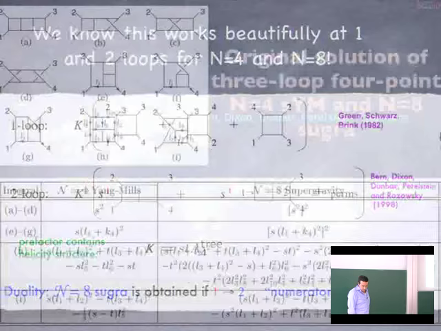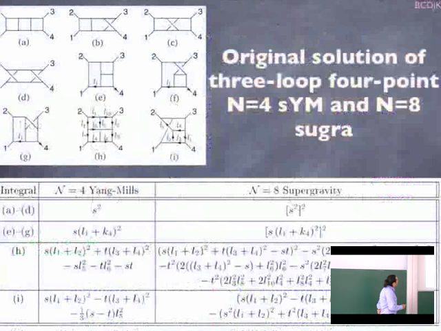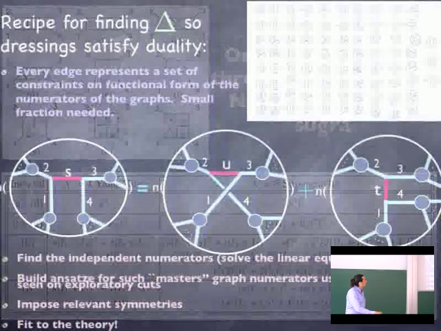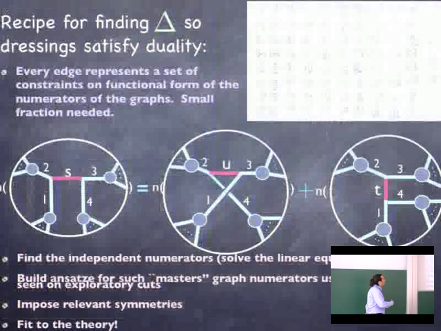Okay, so this is the original solution for three loop four point N equals four and N equals eight. And you can see that, and this was the solution for N equals eight supergravity. For everybody here, there was this sort of double copy, but these guys are definitely not double copies of this. And furthermore, while many Jacobi relations are satisfied between diagrams, certainly not all are. And so the question is, how do you find these shifts so that your dressing satisfies duality?